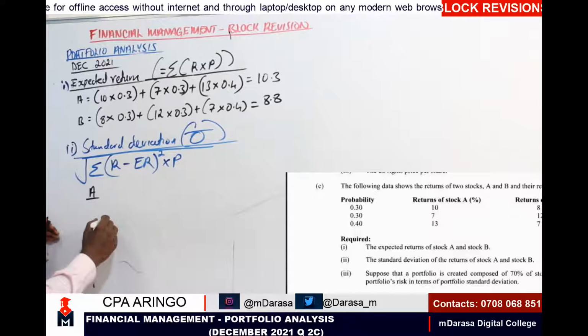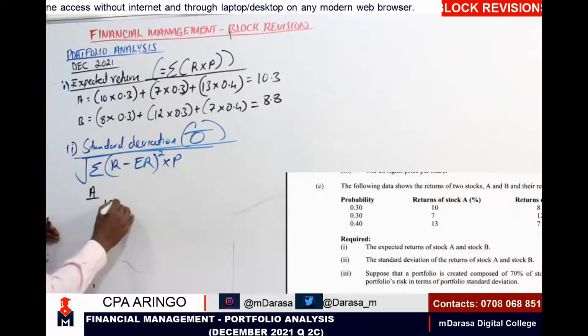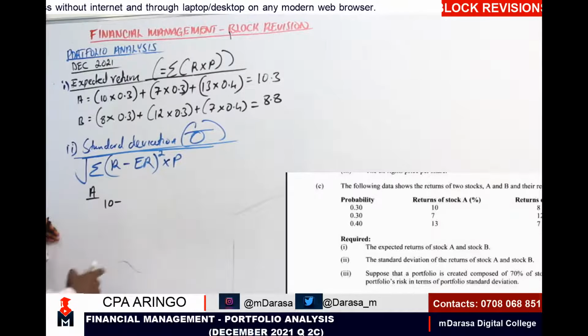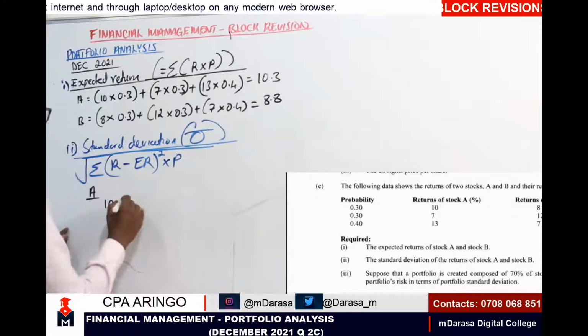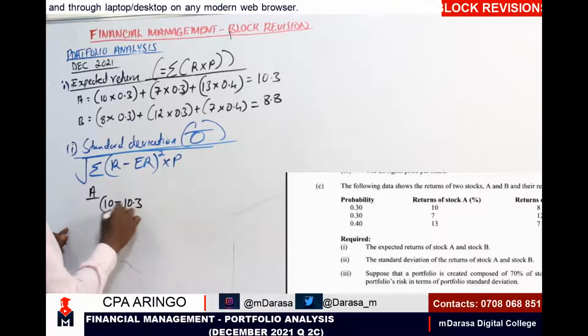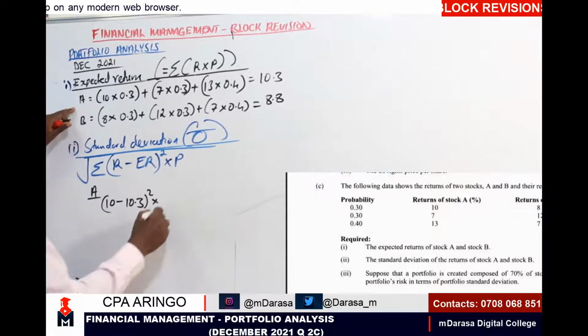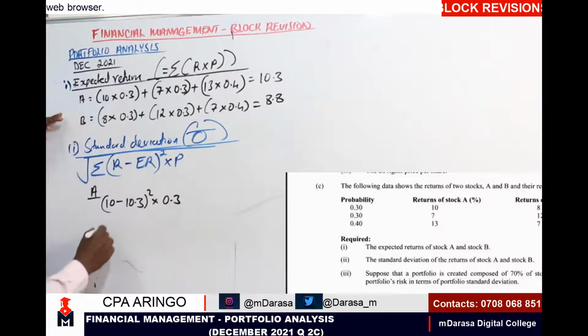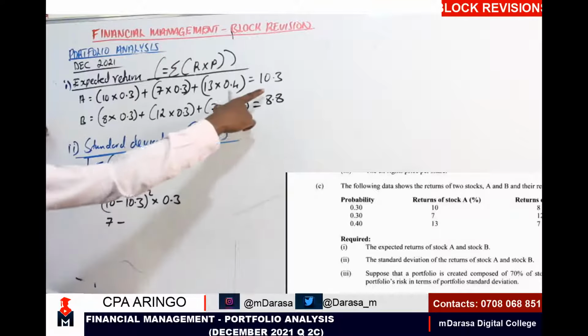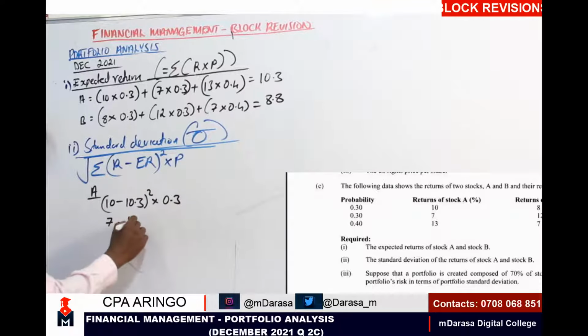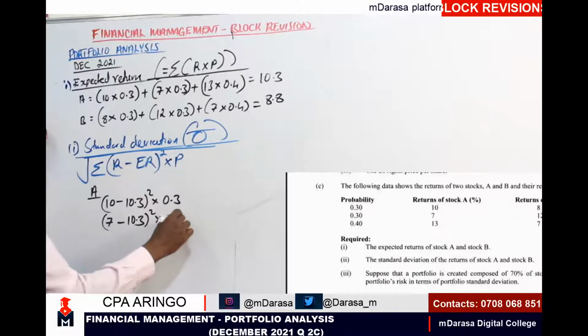10, and we have 10 minus the expected return of A, which is 10.3. I know very well I'm going to square that one and multiply by the probability. What was our probability in this case? The first one, the probability is 0.3. The other one, I'm having 7, minus the expected return of A, which you had already determined to be 10.3. Then we square that one times the probability, which is 0.3.